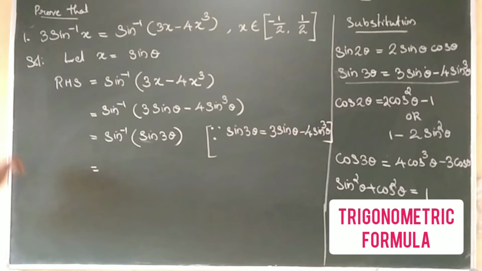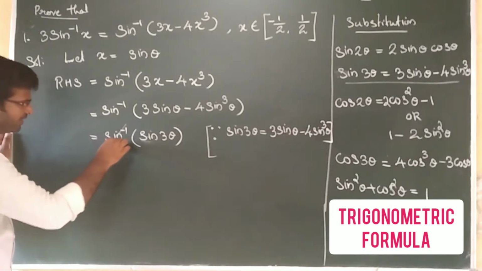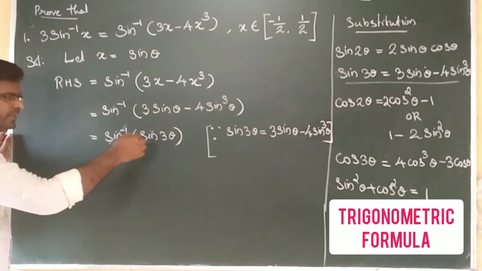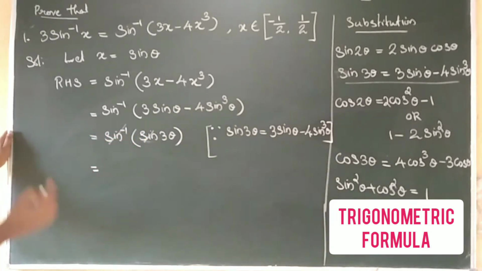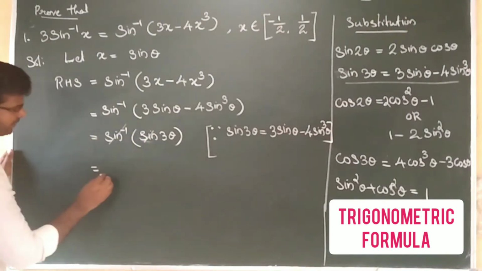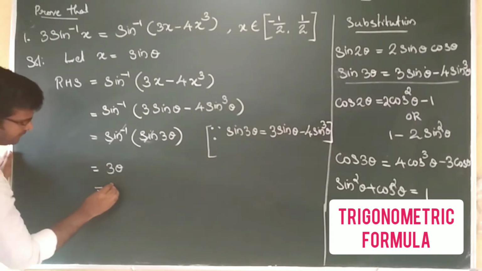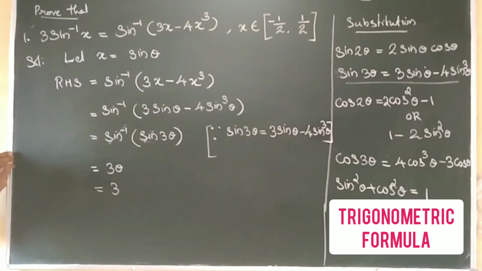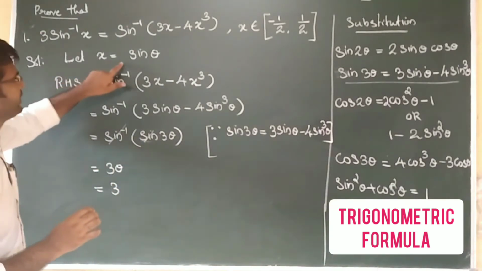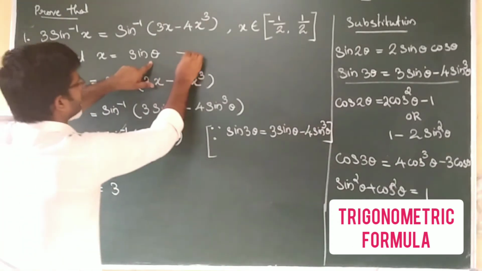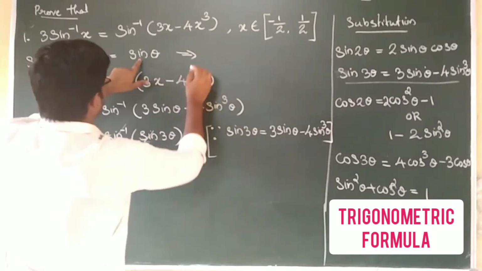Then we can cancel sine inverse and sine. We cannot always cancel sine inverse and sine; some condition we need, which we will discuss afterwards. Then what is remaining now? 3 theta, isn't it? What is the value of theta? We can see here x equals sine theta, which we already took. From here find the theta value. Look, bring the sine to the left side; that will be sine inverse.